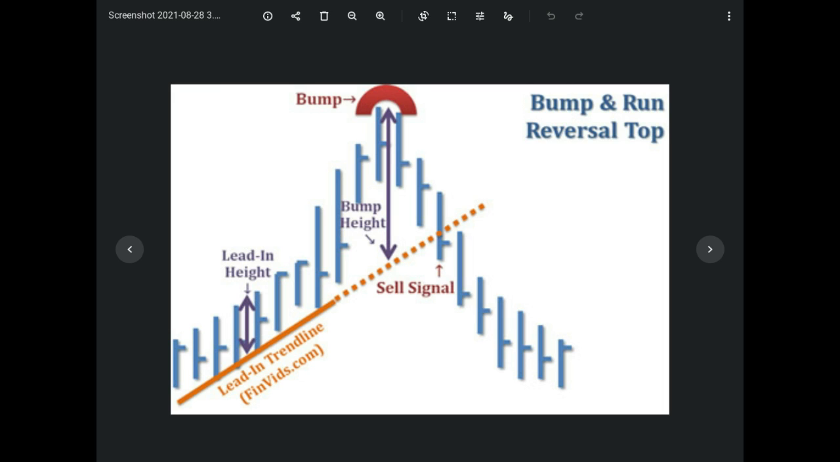Statistical notes: wider formations tend to perform better than narrower formations, and a pullback following a breakout tends to hurt the performance. So after the breakout, which is here, if it pulls back, it hurts the performance. So if it goes back up and then comes down, it hurts how low it's going to go. But if it just bumps up and comes all the way down, it usually performs a little better.